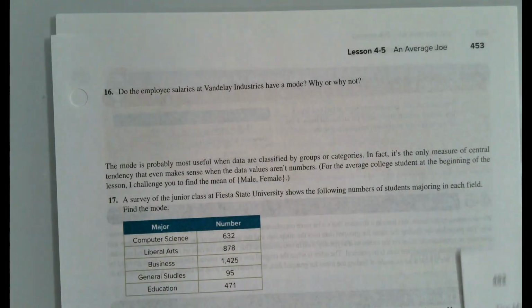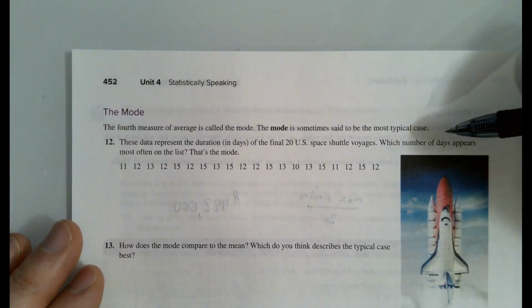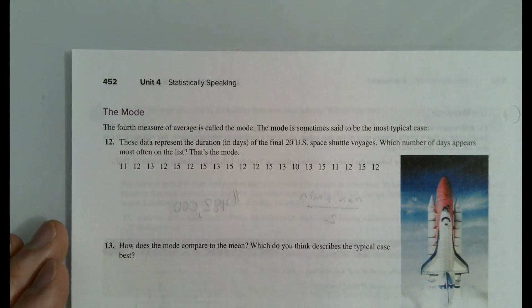The other measurement of average that is also not very good is the mode. And this is the measurement that is repeated the most often. Desmos will not find this for us. We have to find it manually. So you could have one mode, you could have multiple modes. It's just what number is repeated the most.